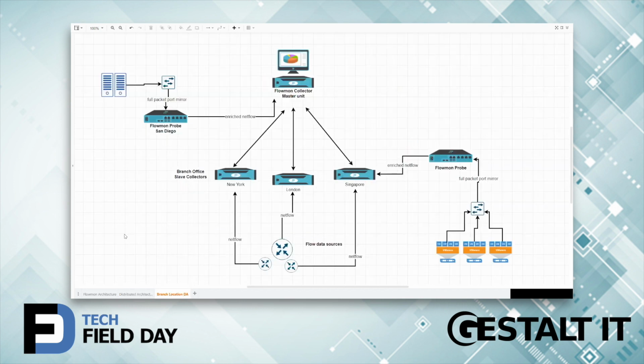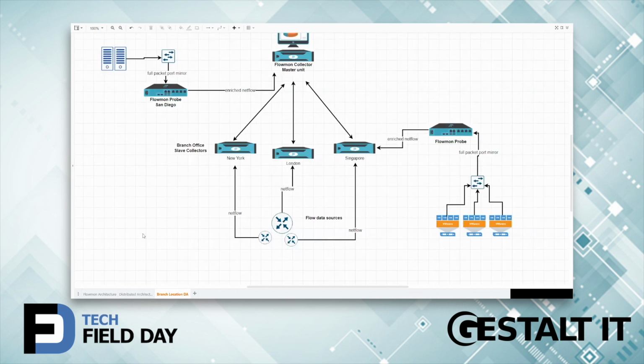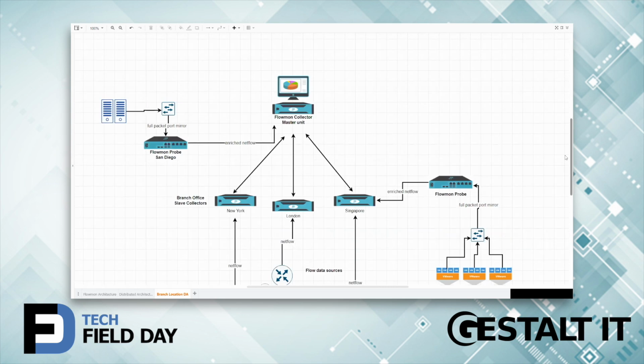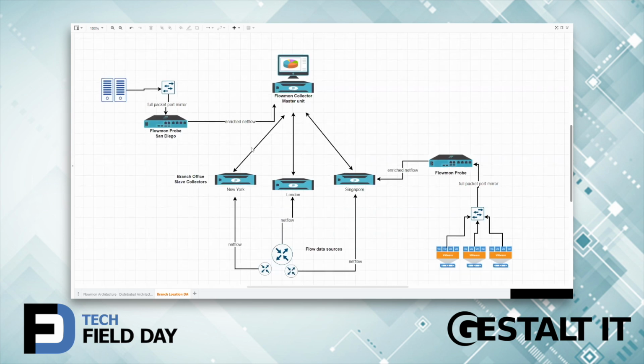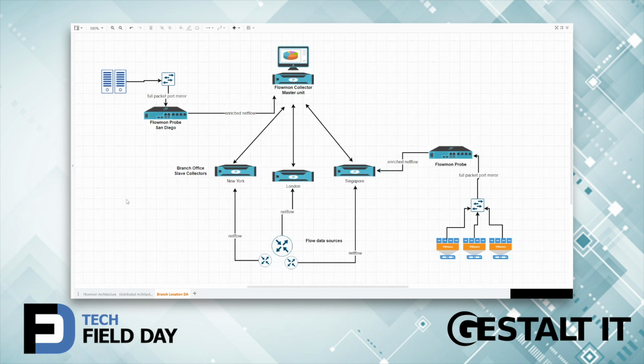However, you may have a branch location type of configuration setup, and this branch location could be reflective of New York, London, Singapore, et cetera, or even local within one specific geography. The point with this configuration is you don't use a proxy configuration. You have these distributed collectors in these different environments. Now you can see here, I've got a collector in New York, London, and Singapore. However, I've got a single probe sitting here in San Diego. Well, what's the deal with that?